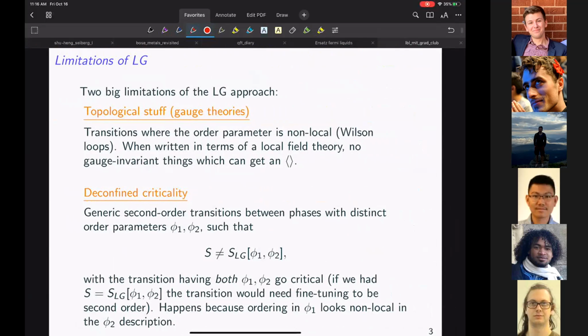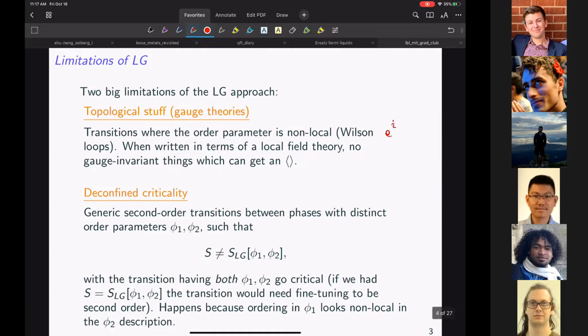right? So one limitation, it's not really a limitation, is topological phase transitions, or really things that involve gauge theory, something like this, right? So in these examples, the order parameter that gets an expectation value in the symmetry broken phase is non-local.